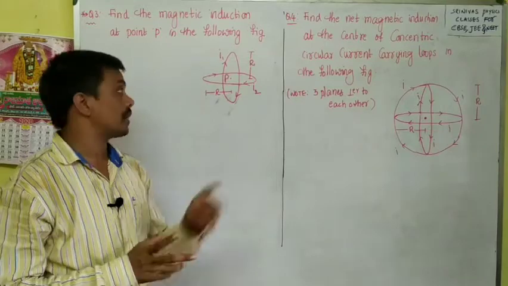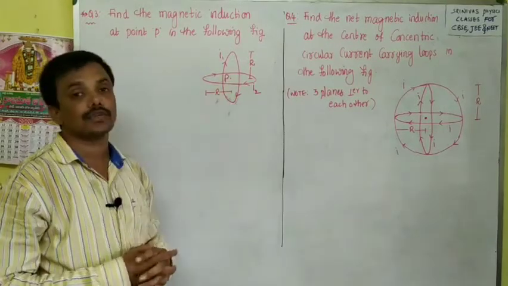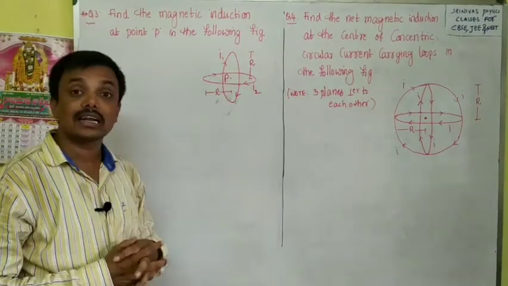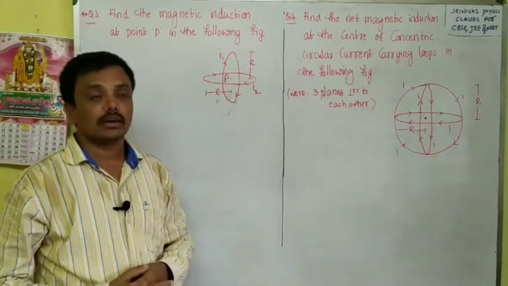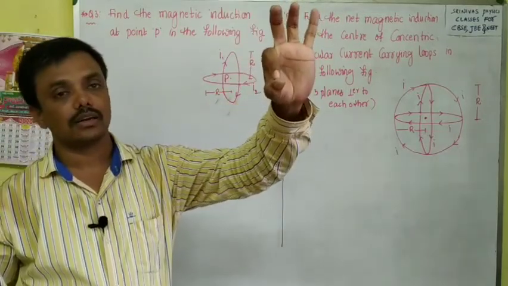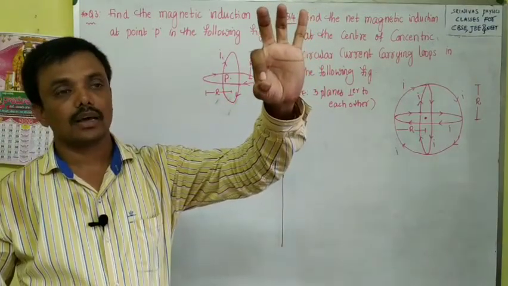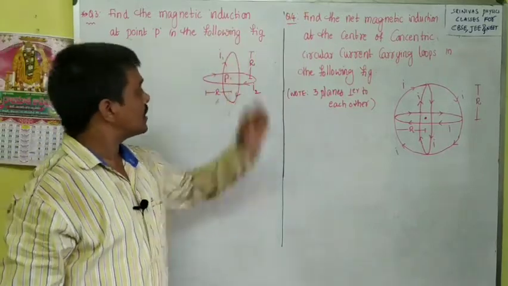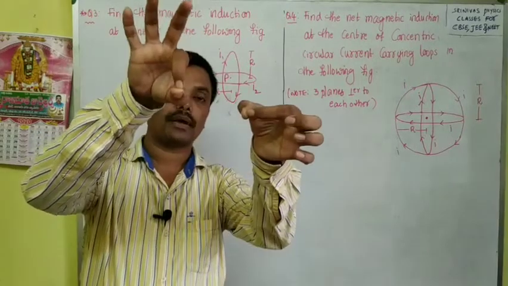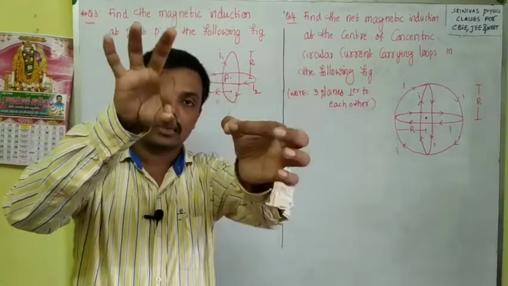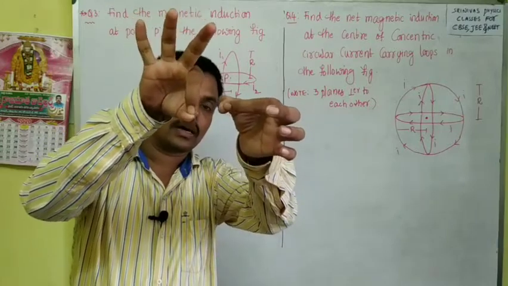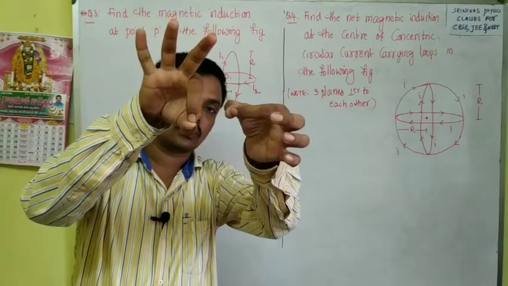How do we find the magnetic induction at point P in this figure? What is happening in this figure? There are 2 concentric circular loops. One is vertical like this, look here, and the other is horizontal, a horizontal plane. That means the planes are perpendicular to each other, one horizontal and the other vertical. And they are concentric, meaning their centers coincide.